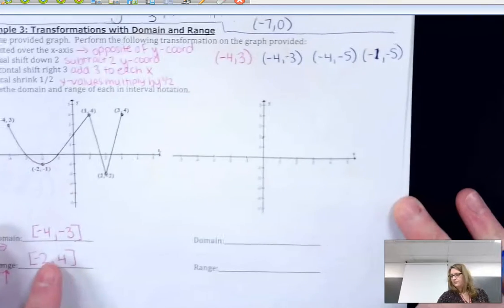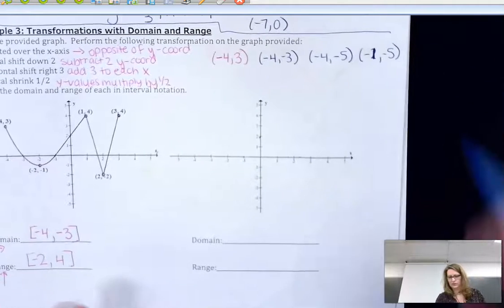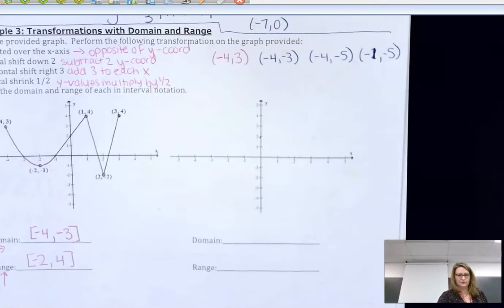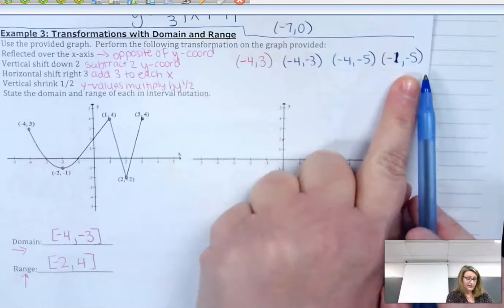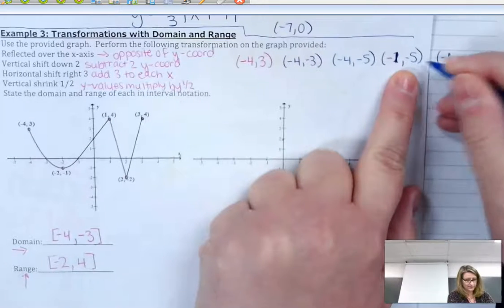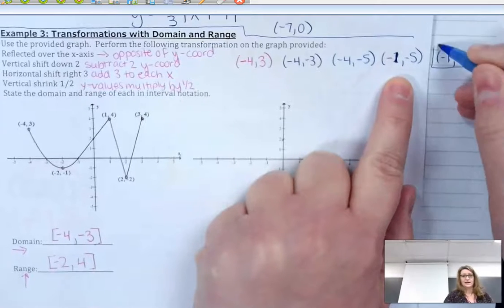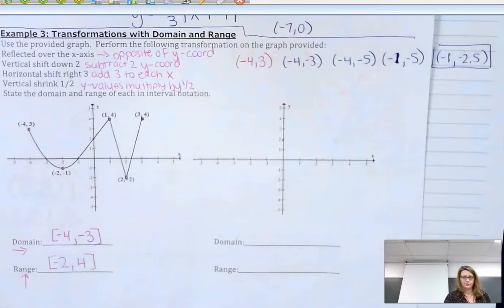And that last transformation, multiply the y value by 1/2, so this would be -1, and this won't be a nice number, -2.5. We'll have to kind of estimate that. So that would be, after all those transformations, where that point would go.